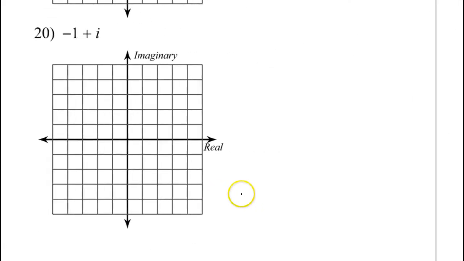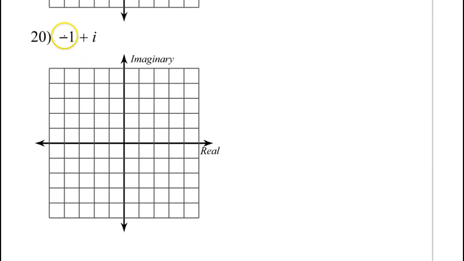And then for number 20, this is going to be left 1 and up 1. So that's going to be right here.